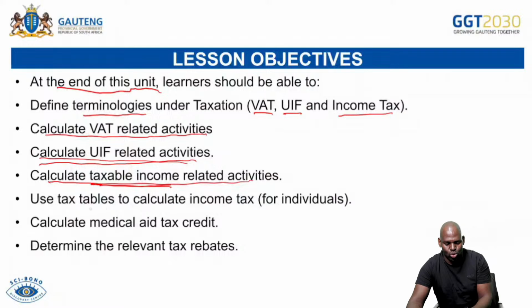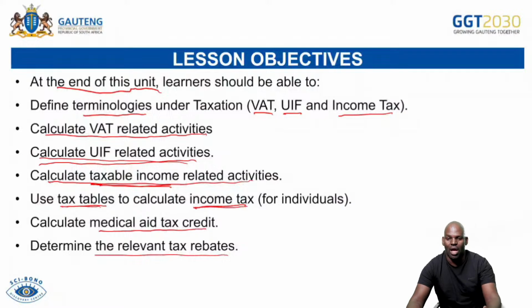You must also be able to use tax tables to calculate income tax. For now, our focus will be on individuals. If there's any other tax table, it will be similar to the one for individuals or personal tax. We must also be able to calculate medical aid tax credits, and any calculations related to rebates. You must be able to determine the relevant tax credits.